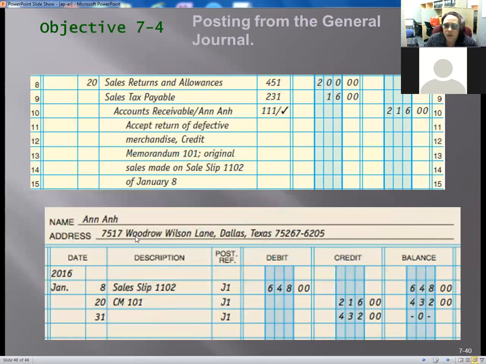Okay, this is the person and the address that you sold this stuff to. Here's her sales slip, and here's her credit memo. So on this individual person's ledger, you've got the sale of $648,000 minus $216 credit, giving her a total of $432. She has a credit right here, which is number 31 on the 31st. So that tells me that she probably paid. We don't have it up here, so we don't know, but I would logically assume that she paid this. So, you know, they need to write that in.